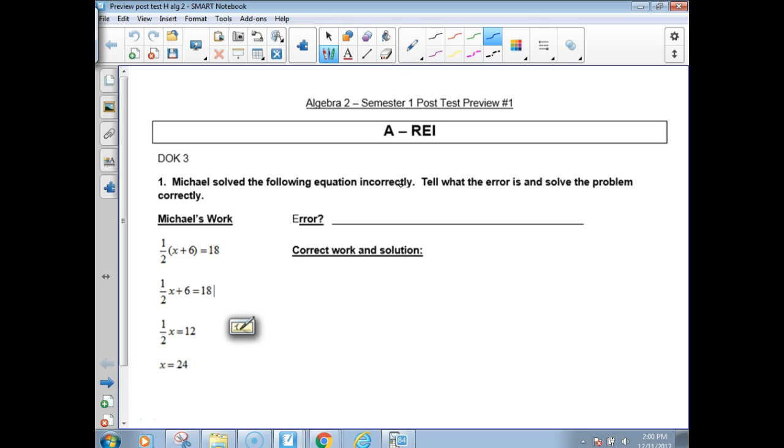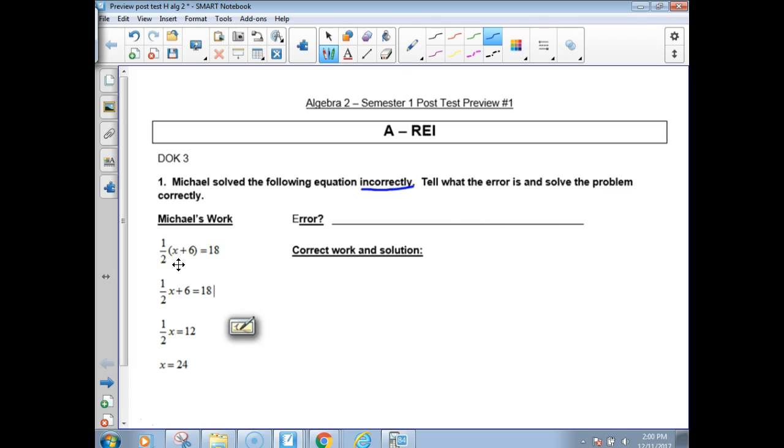Michael solved the following equation incorrectly, so please do not write "there is no error." Oh, literally, I've gotten that answer before. It does say that it has been done incorrectly. Okay, so tell what the error is and solve the problem correctly.